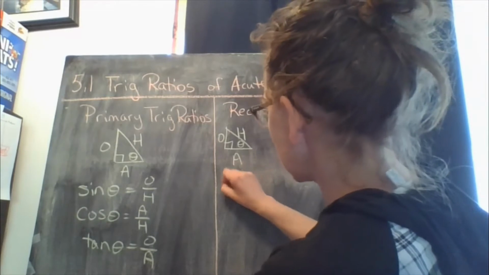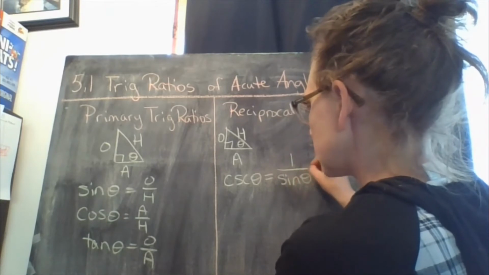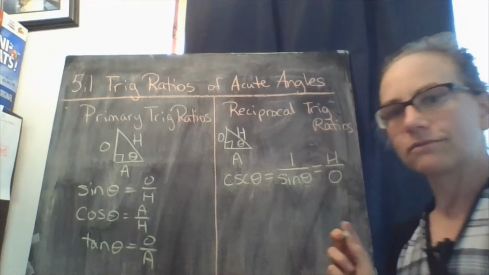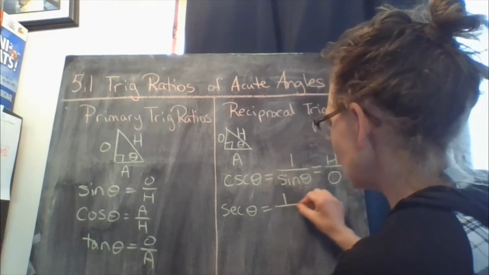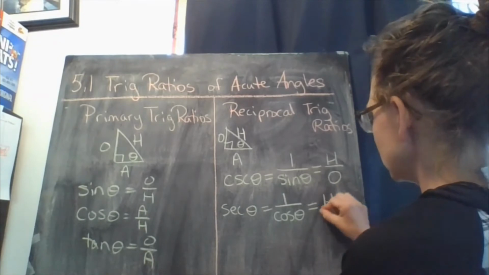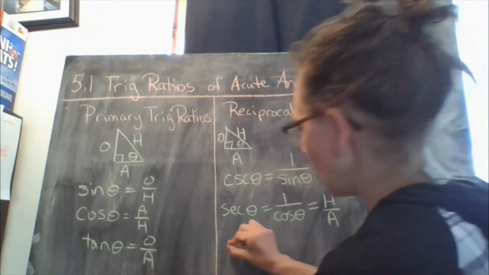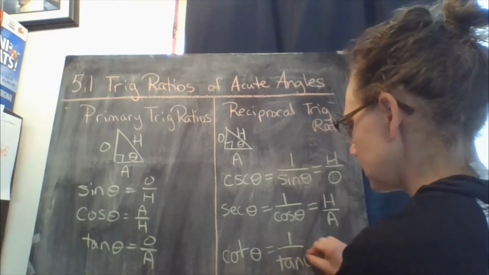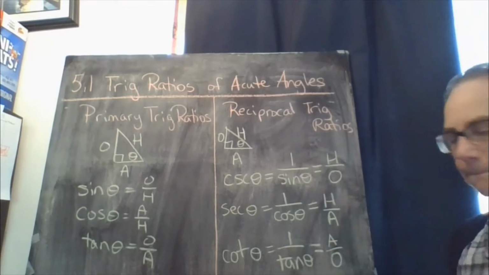So cosecant is 1 over sine, which means instead of opposite over hypotenuse, it's hypotenuse over opposite. Secant is 1 over cos. So instead of adjacent over hypotenuse, it is hypotenuse over adjacent. And the reciprocal of tan is my cotangent. So 1 over tan, which is, instead of opposite over adjacent, adjacent over opposite.